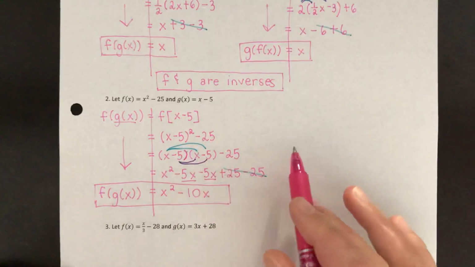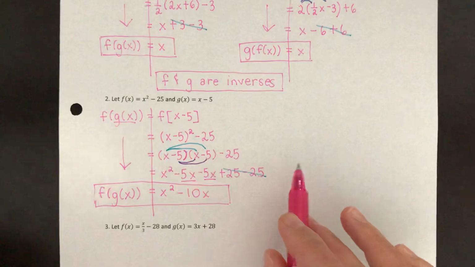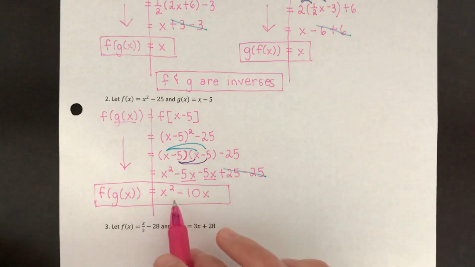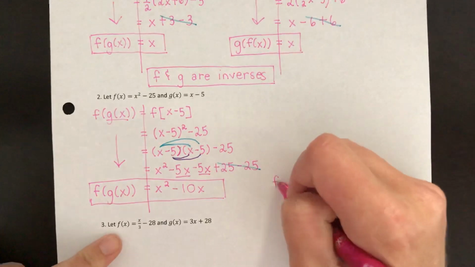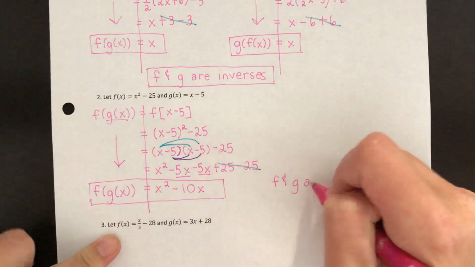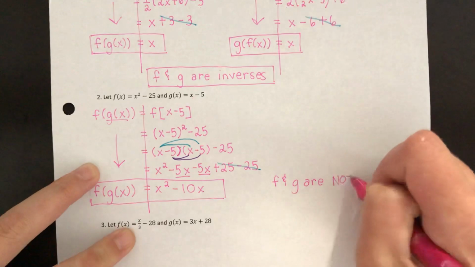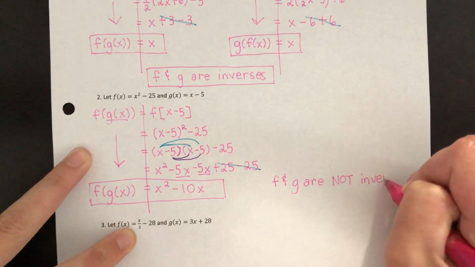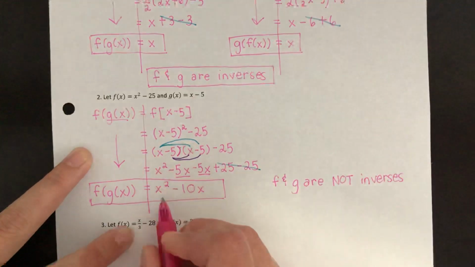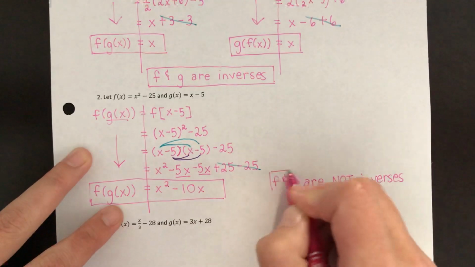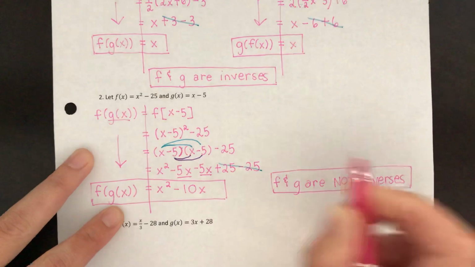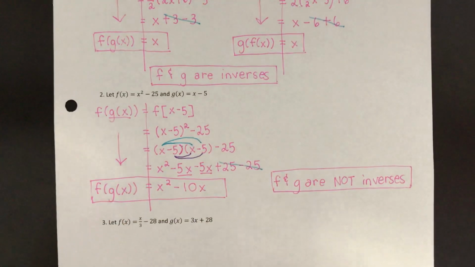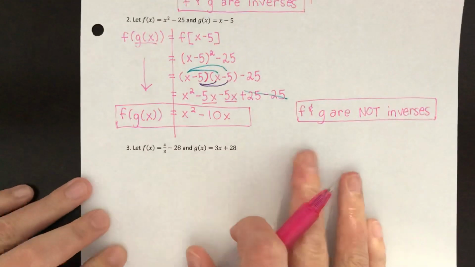So therefore there's no reason for me to even do g of f of x because I already know that f of g of x does not just equal x. So I can say right here, f and g are not inverses. When the first composition doesn't even equal x, you don't have to go any further. You can just say those two functions are not inverses. Okay, so let's try one more example.